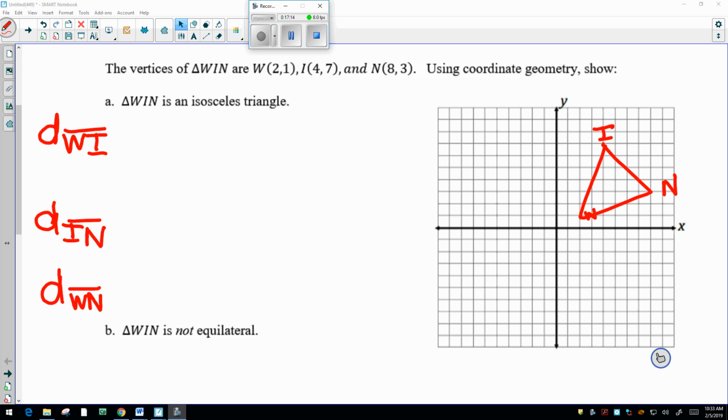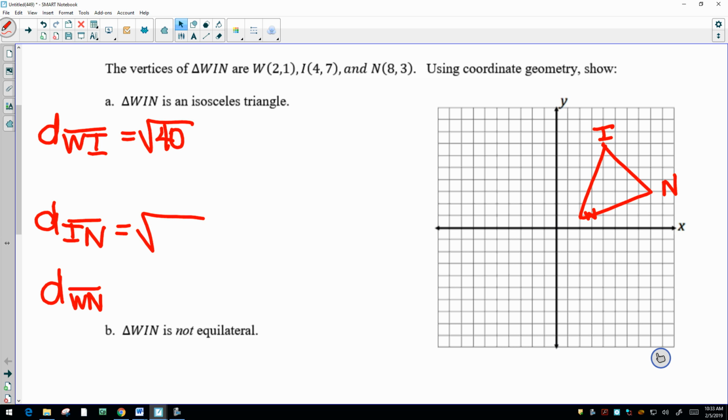Okay, WI, what do we get for WI? Square root of 40. And what about IN? Square root of, what is it? I got something different. I got square root of 32. Watch your negatives. Remember, when you square a negative, it will always turn out positive. Even in your calculator, you have to put that in parentheses. Be careful with that. How about WN? Square root of 40.